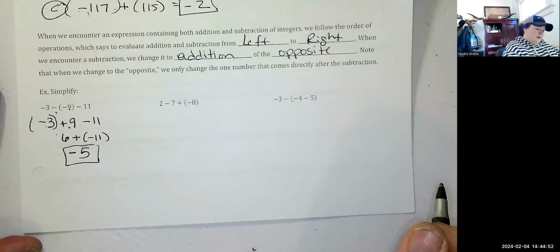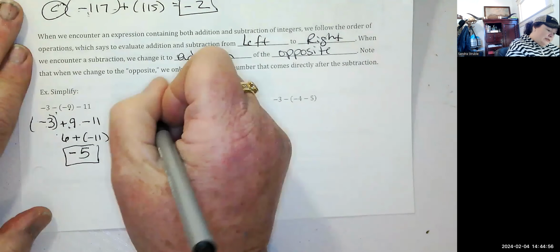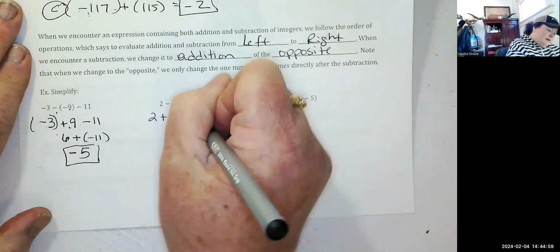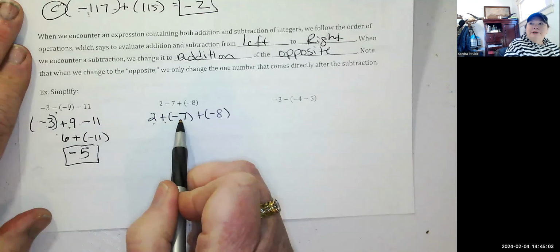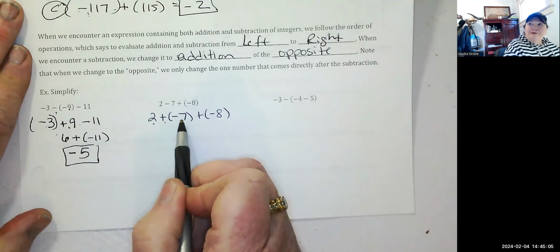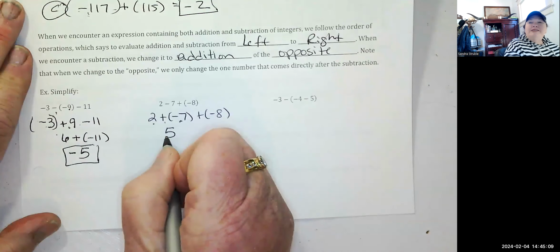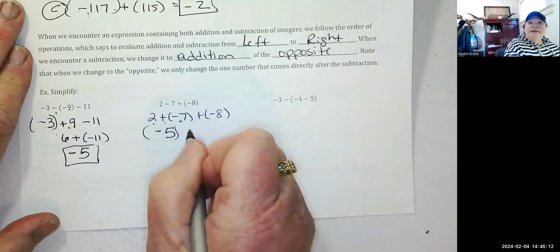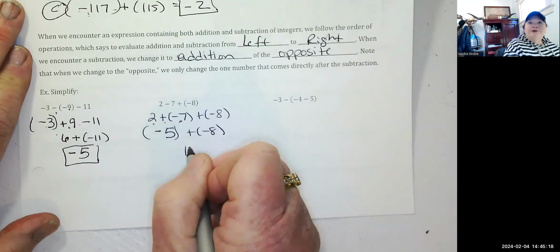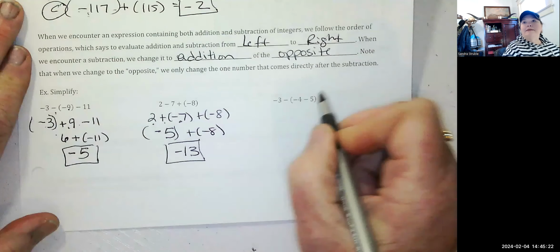Okay. 2 minus 7 plus negative 8. So the way I can think of this is 2 plus negative 7 plus negative 8. So 2 plus negative 7 is the first thing I'm going to deal with, left to right. Signs are different. They're opposites, so we have to subtract. 7 minus 2 is 5. Sign of the larger number would be a negative. Plus negative 8, signs are the same, so we have to add them. So 13, and we take the sign of the two addends. All right.